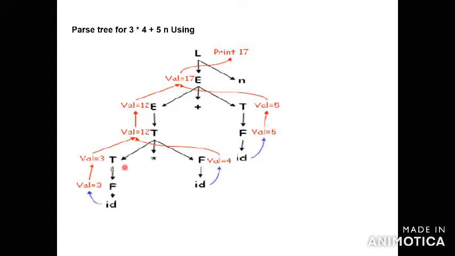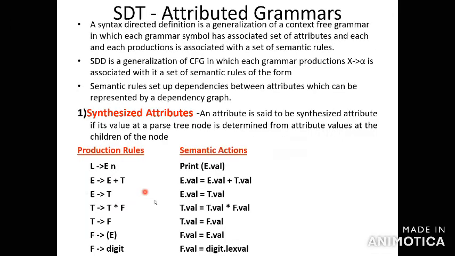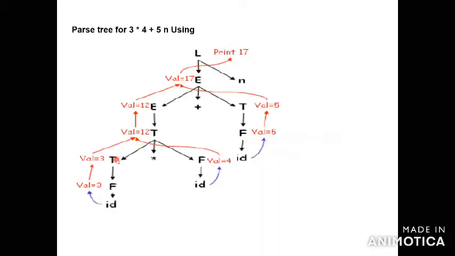Okay. So here you can check 3 star 4. The 3 will be indicated by T, the 4 will be indicated by F. You can multiply T into F. So what is T into F? T into F is T. It's clear? T is nothing but 3. The F is the value 4. So 3 multiplied by 4 will be equal to 12. So what is the value of T? T will be equal to 12.